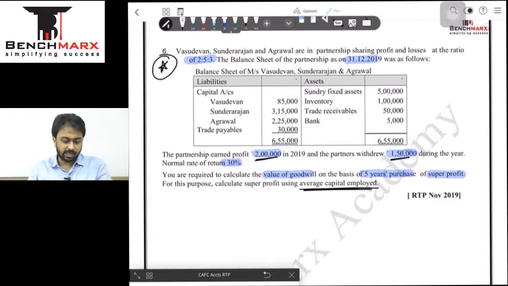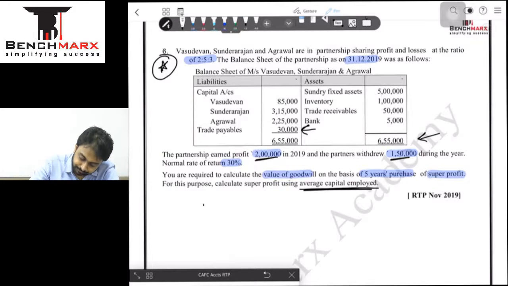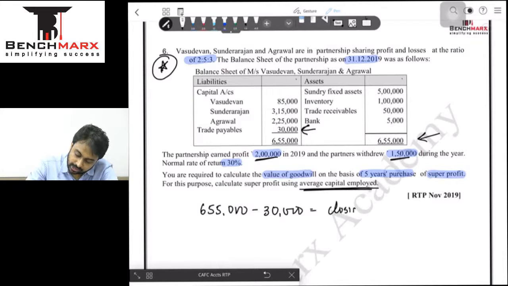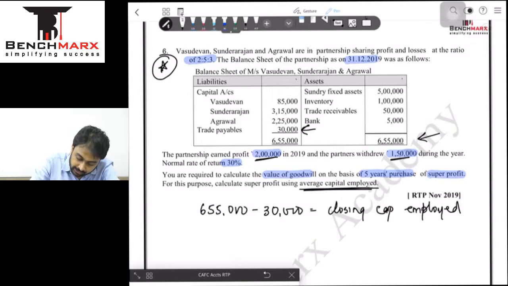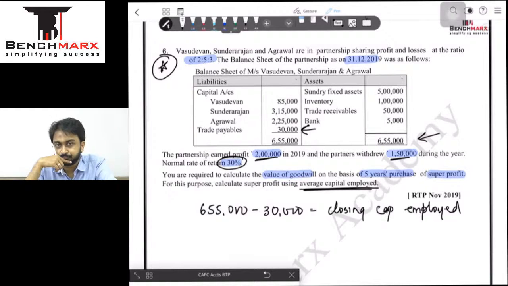Now what do you mean by average capital? Now the closing capital is very simple. Closing capital is all the assets, that is 655, minus all the liabilities, that is 30. So 655 minus 30, 6,55,000 minus 30,000. This is going to be something called the closing capital employed. Now if the question was silent, then we would have found the normal return by using the normal rate of return, ये वाला, on the closing capital employed. But the question is saying that we have to compute the value of goodwill on the basis of average capital.